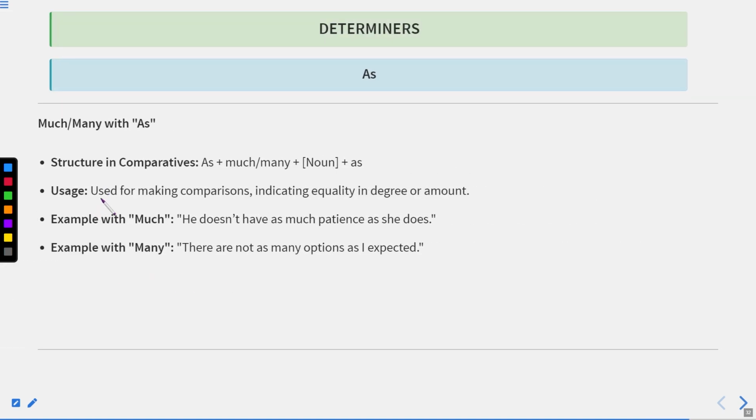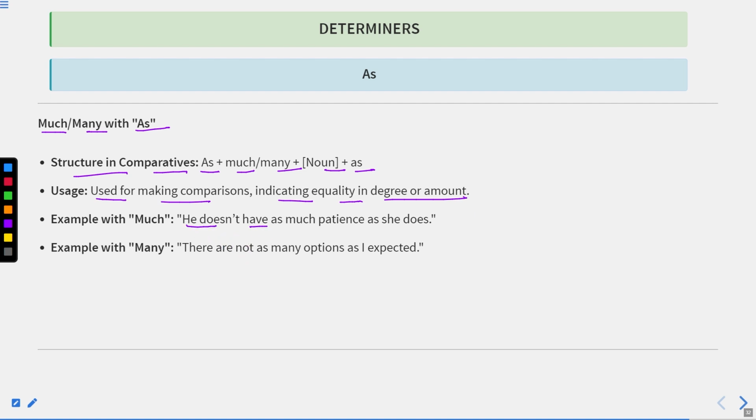Now, we can also use the structure "very much." Now, much and many with "as." How do we use "as" with them? The structure in comparatives is: as plus much or many plus noun plus as. It is used for making comparisons, indicating equality in degree or amount. For example, we make a positive degree of adjective, and here we use "as much."